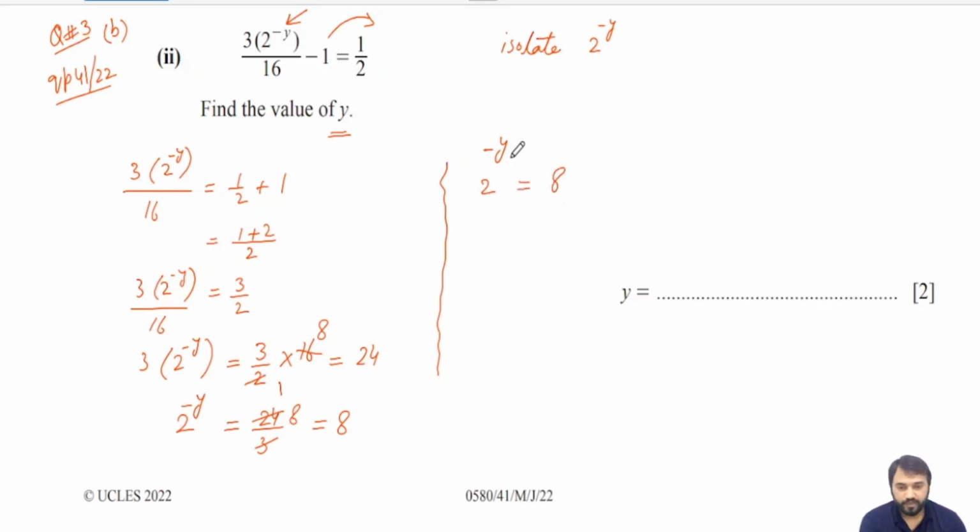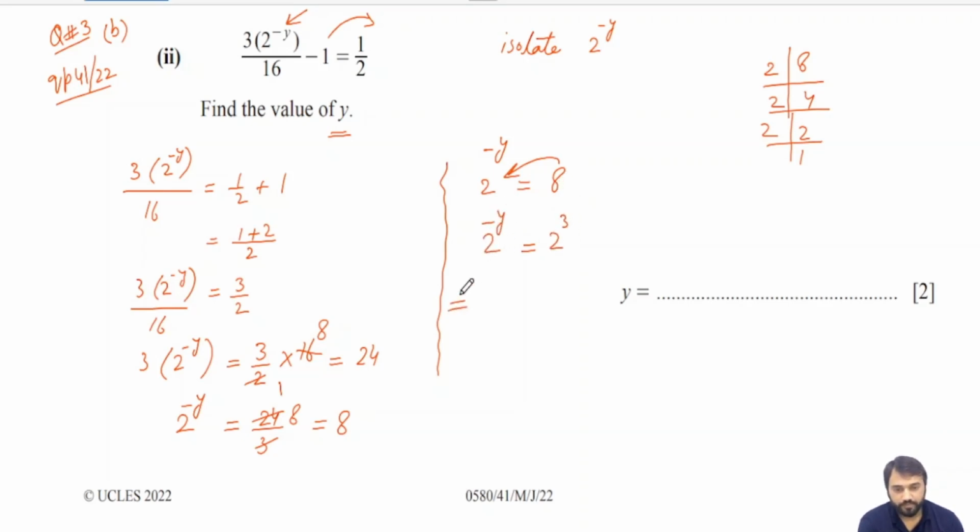We need to find the value of y. We have to convert this 8 into powers of 2. So make prime factors of 8: 2 four times, 2 two times, and 2 one time. How many 2's do we have? 3. So we can write 8 in terms of 2, because before the equal sign we have 2 raised to power minus y. So I'm going to write 2 raised to power 3 instead of 8.